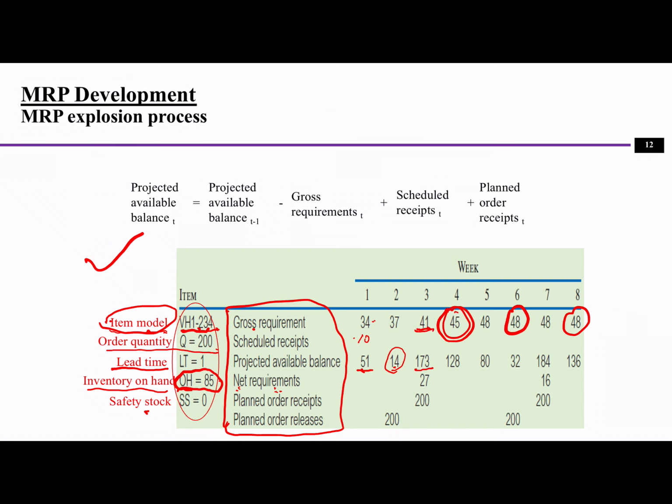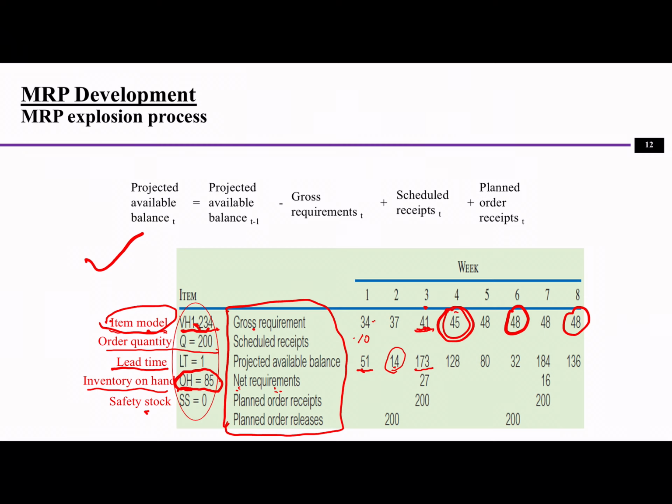I only have 14, but it needs 41. What should I do? Then I need to make sure that I order some parts. We want these ordered parts to arrive in week 3. Then we can fill this order. Otherwise, if it arrives early, it's fine.